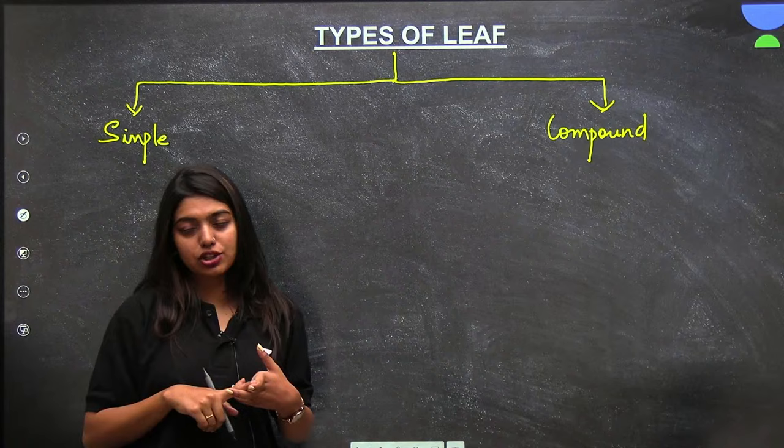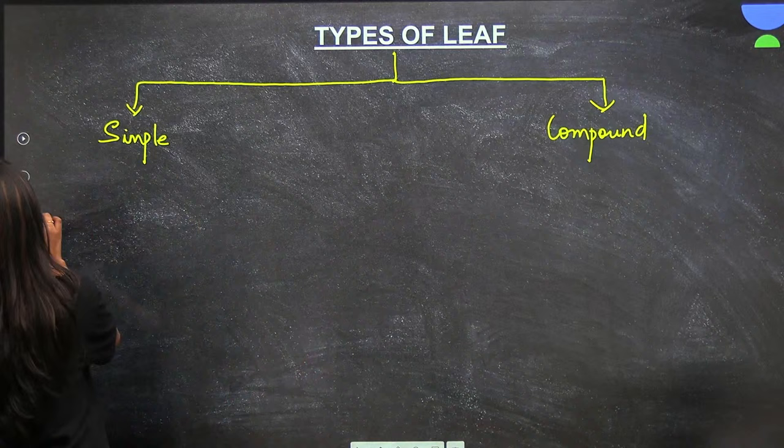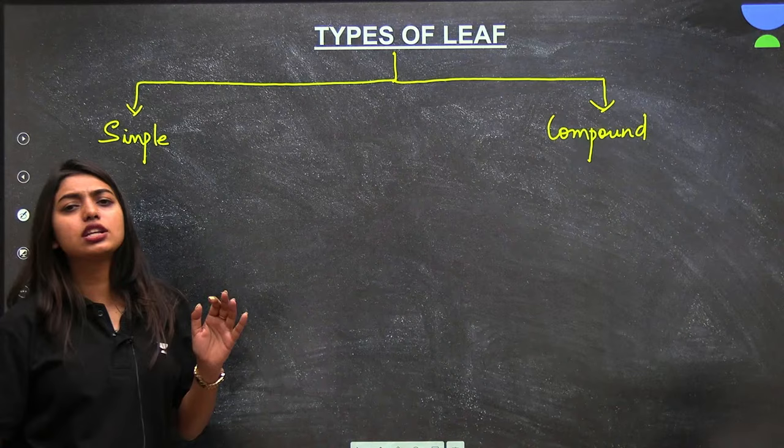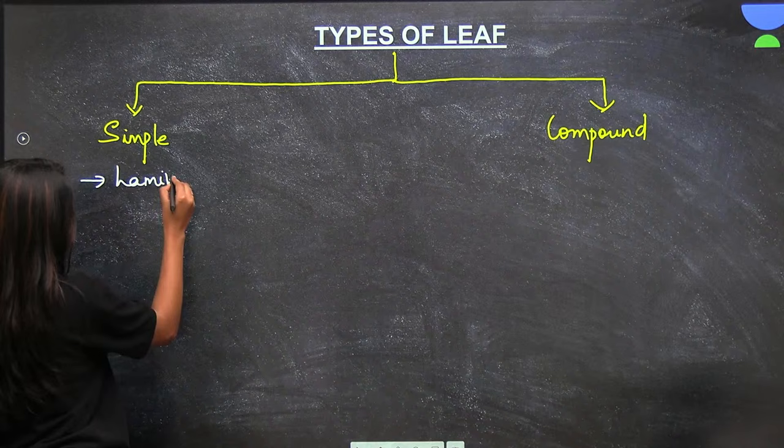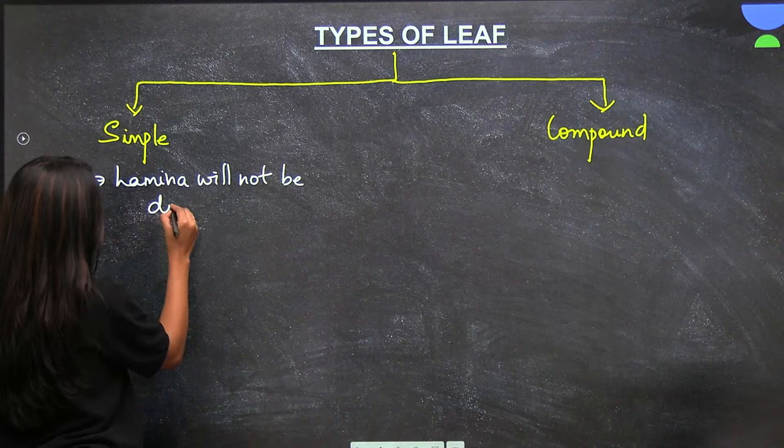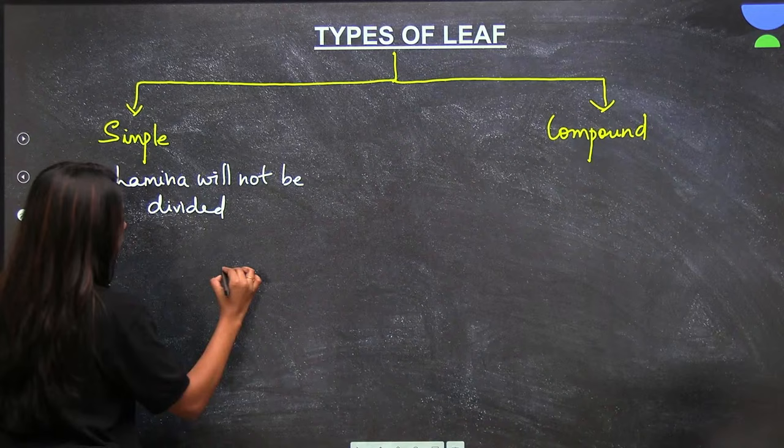So students, here, what is happening? Simple leaf. Now, whenever we have seen a simple leaf, how does it look? The lamina will not be divided. That is the first point. Clear? How will a simple leaf look like? This, right? Lamina will not be divided.